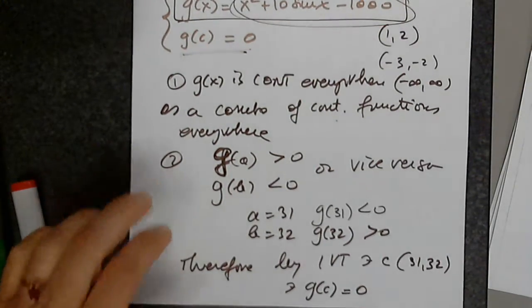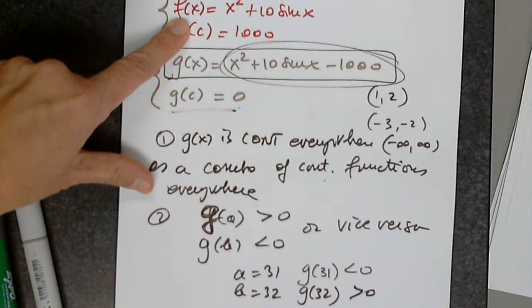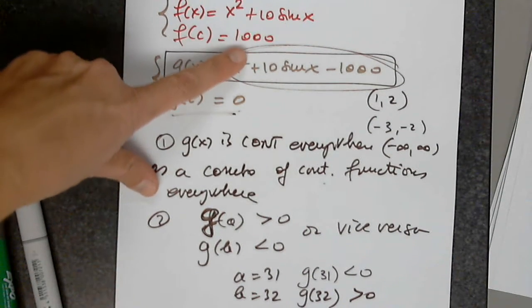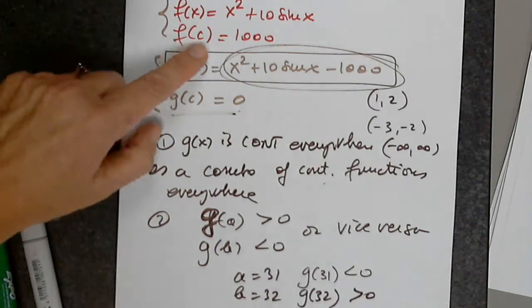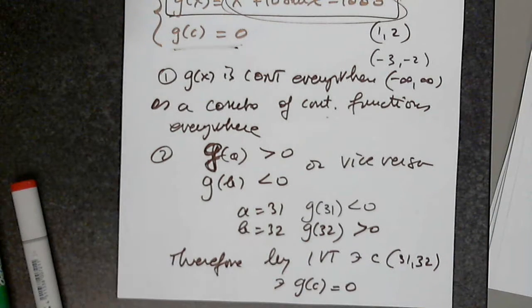So there must be a C between 31 and 32 that makes the original function in our problem, f of x, be 1,000. So there is a C, and that C is guaranteed to be between 31 and 32. I don't know what it is. The intermediate value theorem does not help us find the number. It only says, look, I guarantee there is a number between 31 and 32, but it does not help us determine it. But it's still a tremendous help, though, because it tells us it must be in there, and that's huge.